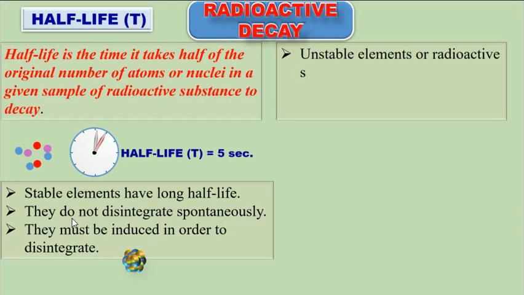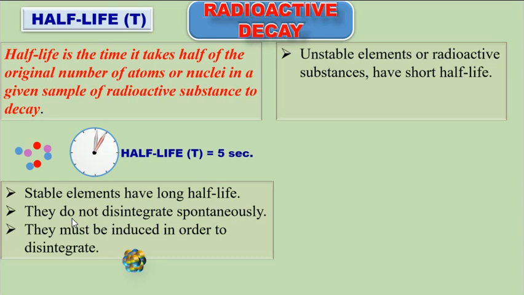Unstable elements or radioactive substances have short life. Radioactive elements, radioactive sources, radioactive materials have short half-life. Some of them, their half-life is so short that they cannot even exist in nature, in fractions of seconds. Some of them in minutes, you may not find them if you bring them out from wherever you are mining them.